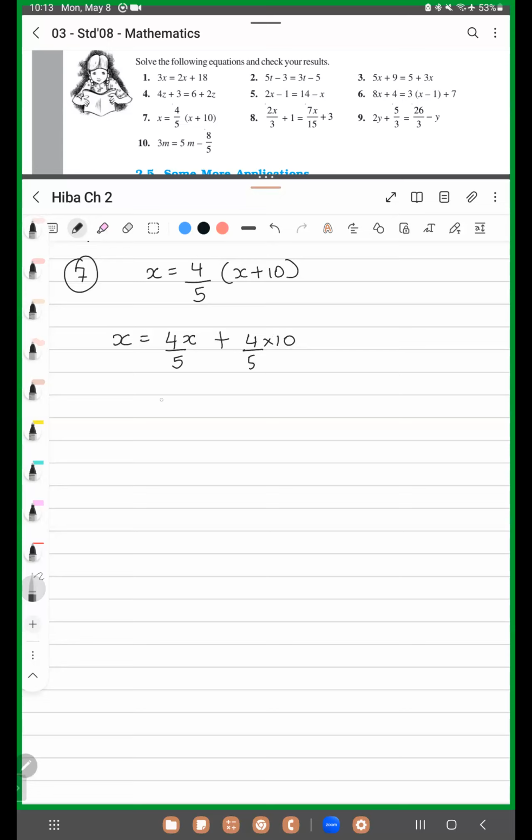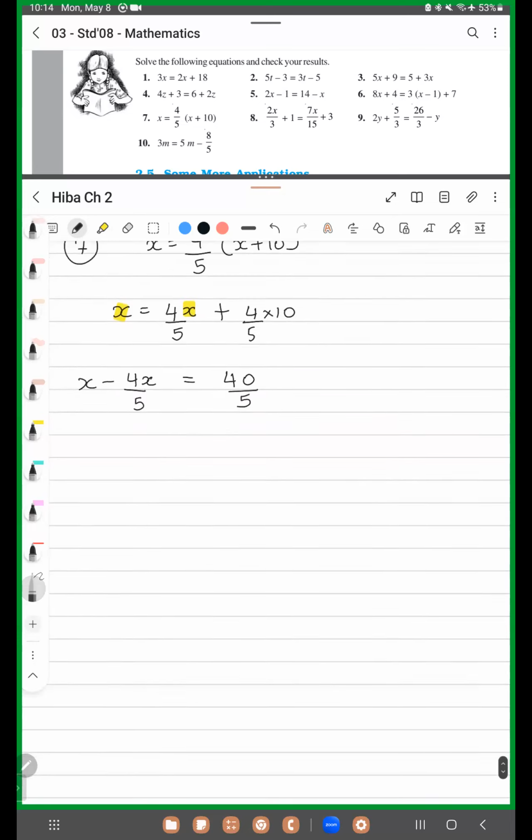Next. Then what do we do? What do we do next? We bring 4 by x to the other side. Like 4 by x minus 4x by 5. Okay. 4 by x minus 4x by 5 is equal to 40 by 5. Okay.